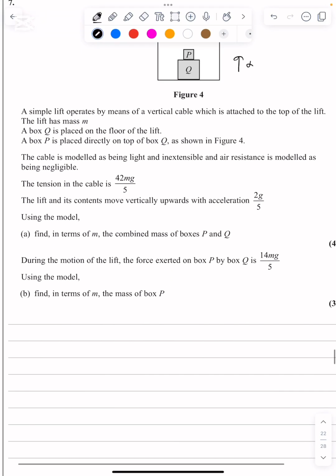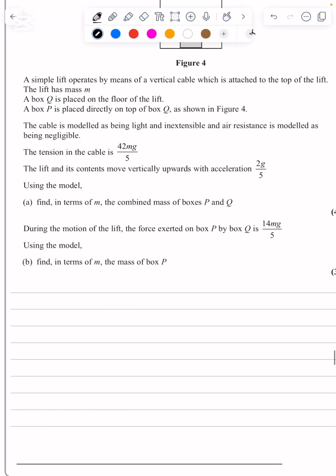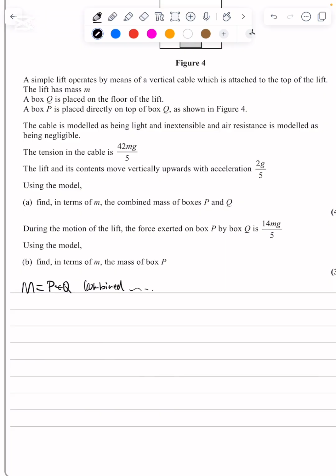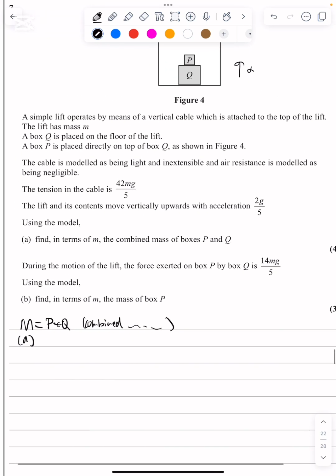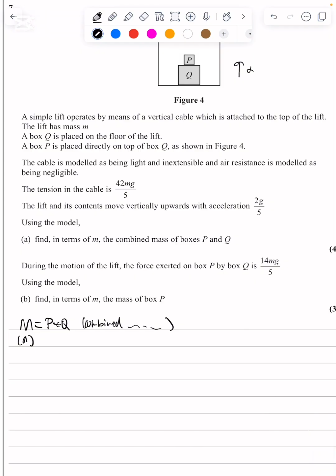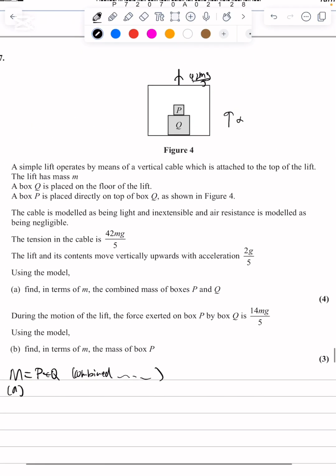Wait, what is the mass of P and Q? Okay, we have to denote something first, I guess. So let's let big M equal the combined mass of P and Q, right? I'm not gonna write it all. This is a speed run and a walkthrough, so I'm not gonna write like I'm really taking the exam.